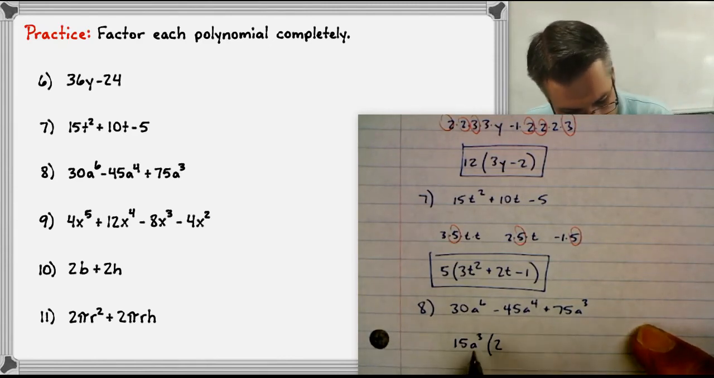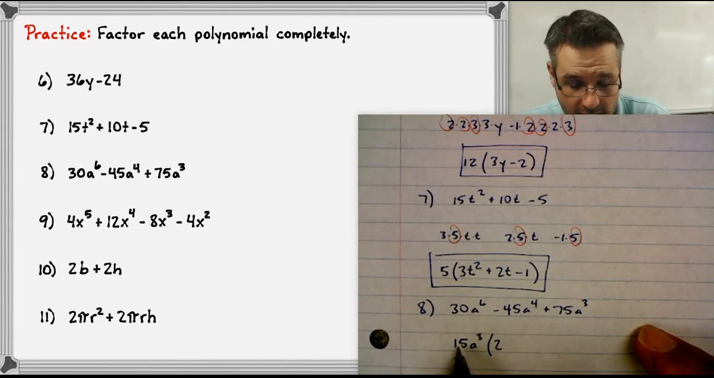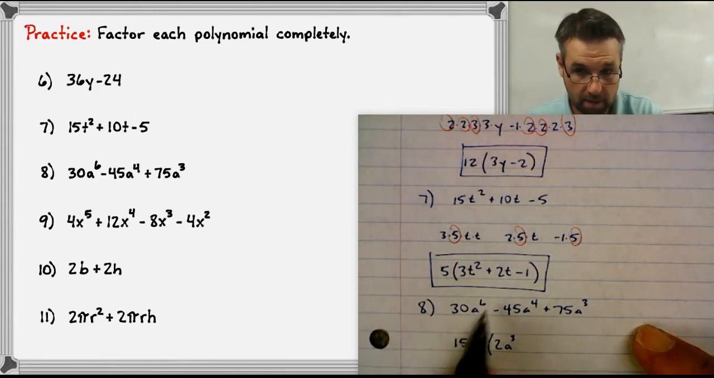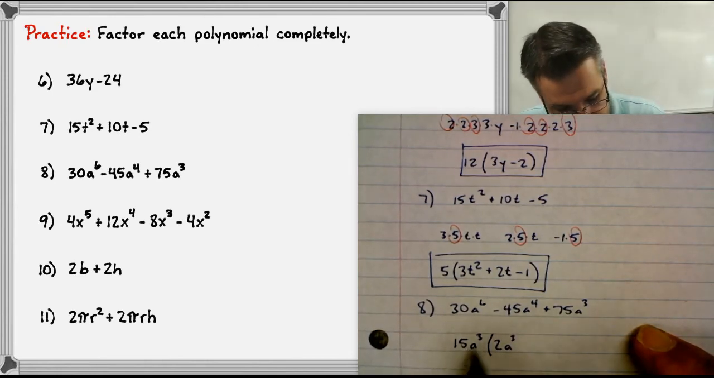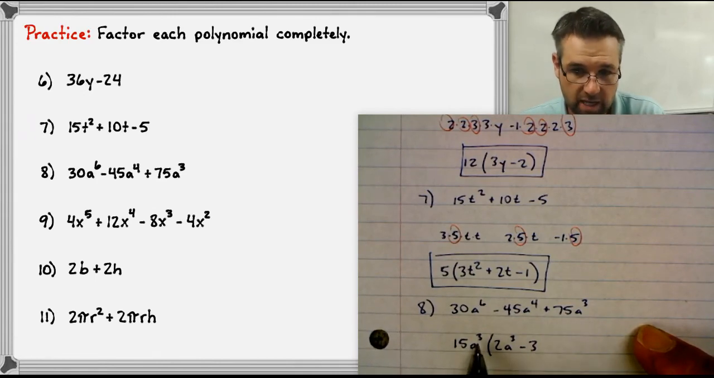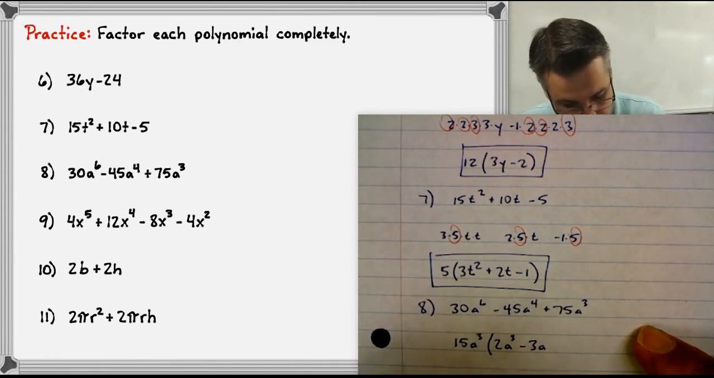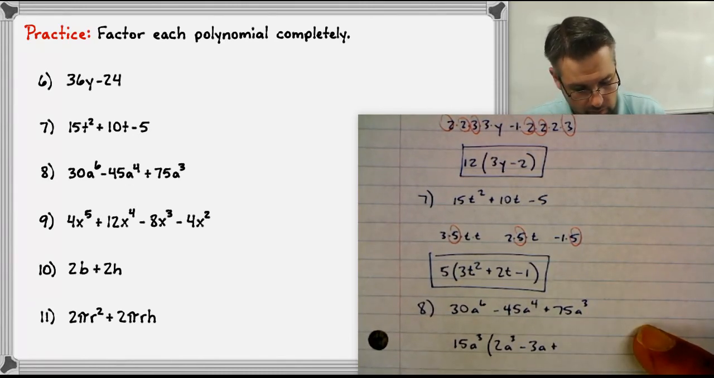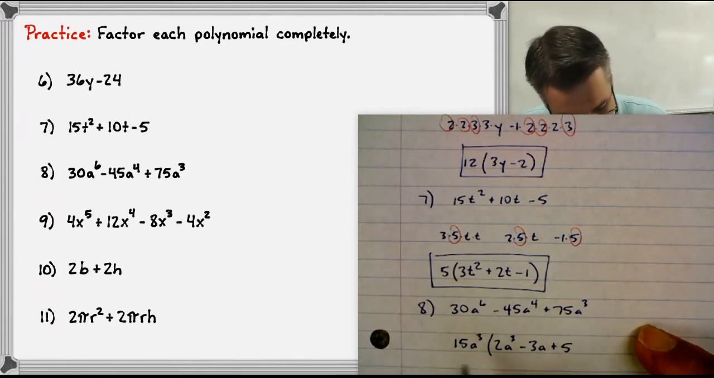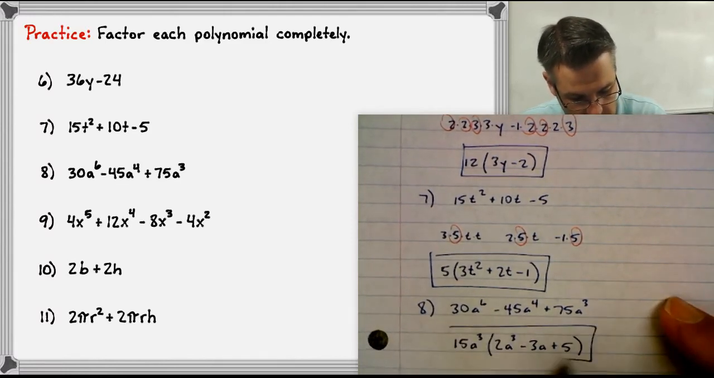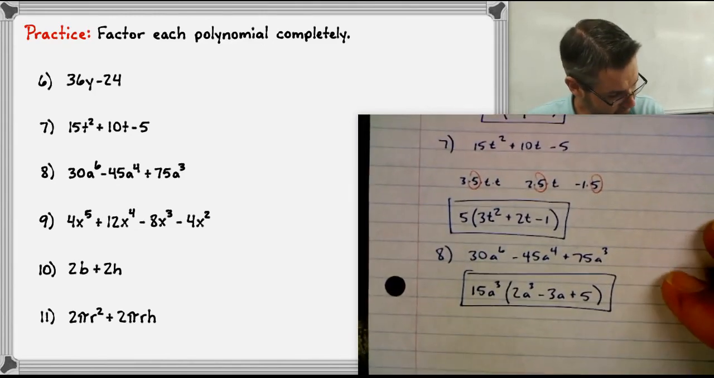And then if I take 3 a's factored out, I'm left with a to the 3rd inside because I need to make up 6 a's altogether. 15 times negative 3 is negative 45, and since there's 3 a's being multiplied here, I need one more a to multiply for that one. And then for the 75, let's see, what times 15 gives you 75? Well, that would be 5. And then a to the 3rd, there's no other a's left because we took all 3 out. And so this is our GCF, or our factored form for number 8.